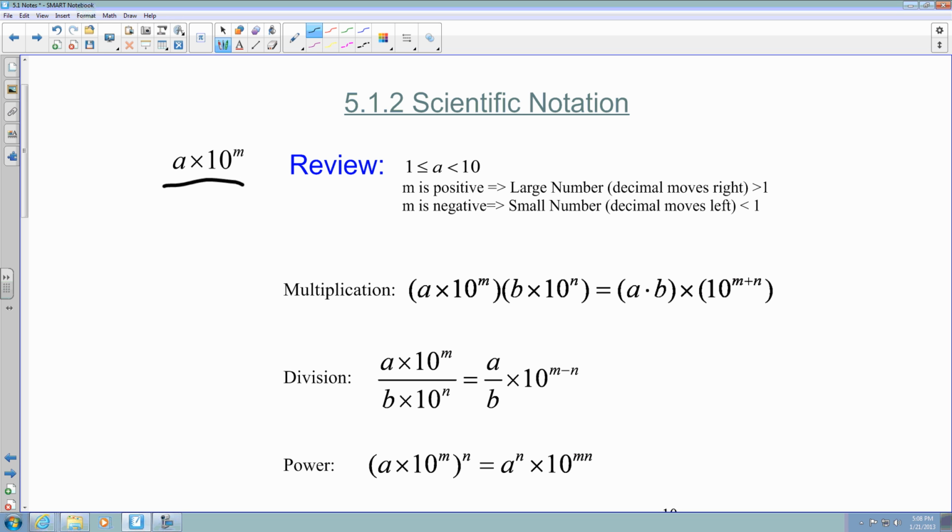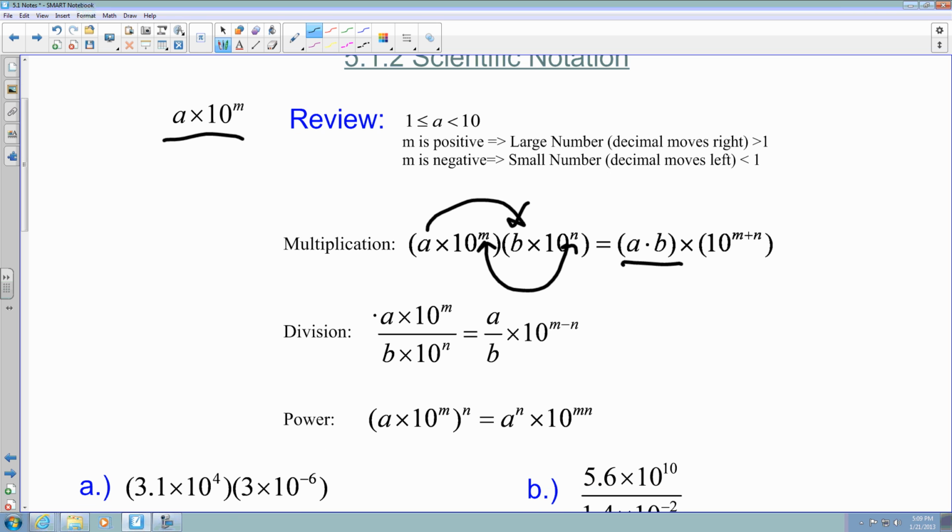So when dealing with multiplication, say I have an example of a times 10 to the m times the quantity b times 10 to the n. I'm going to multiply a and b together to get a times b. Then I'm going to use my product of powers property for the tens and add those exponents together. Similarly with division, I'm going to divide a and b, then multiply by 10, and use the quotient property and subtract my exponents of 10.